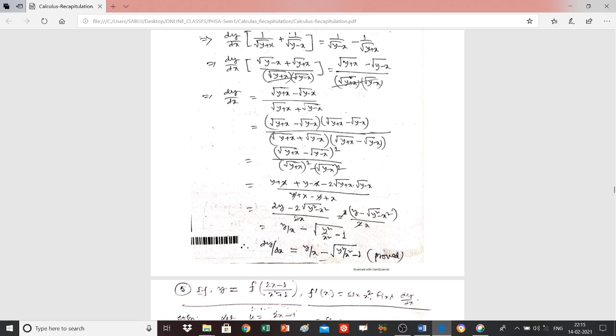These two, and these two will cancel, and finally you get dy by dx is equal to y minus root over y square minus x square, by x. Just simplify this. This can be written as y by x minus root over y square by x square minus 1, because from here x square is taken outside the square root.